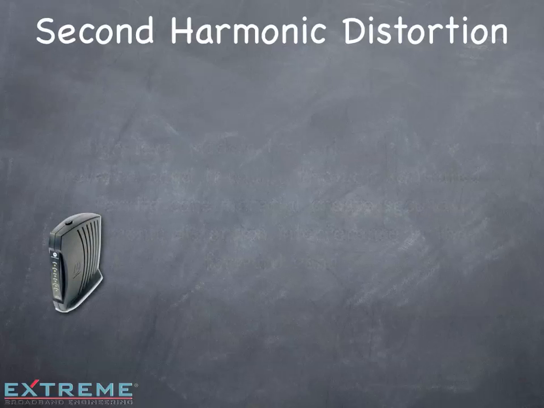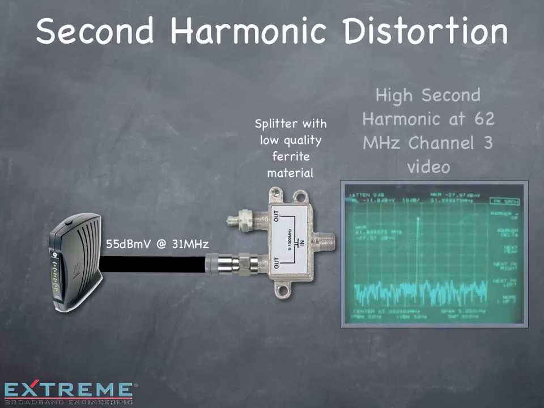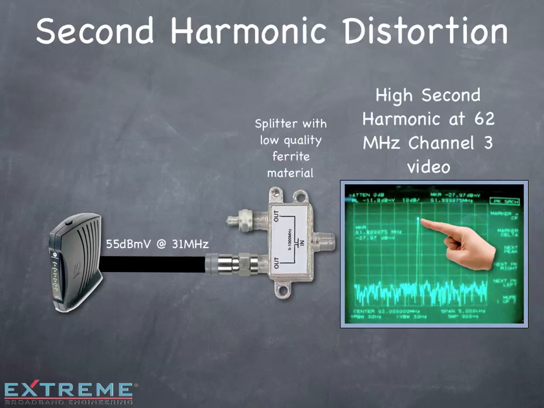Here we have a cable modem that is putting out 55 dBmV at 31 MHz. It's connected to the output of a splitter that has low-quality ferrite material. This material can become magnetized due to power surges or power ground loops. As the high modem signal passes through the ferrite material, it creates high second harmonic distortions, in this case at 62 MHz, twice the frequency of the modem's frequency.